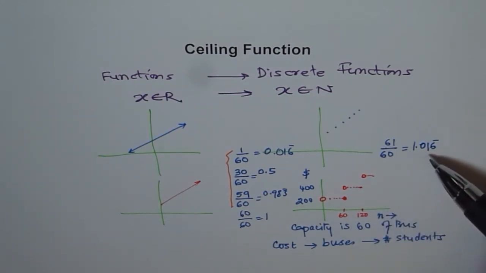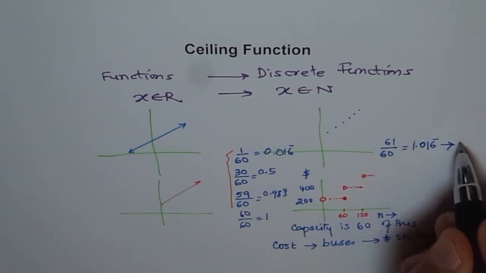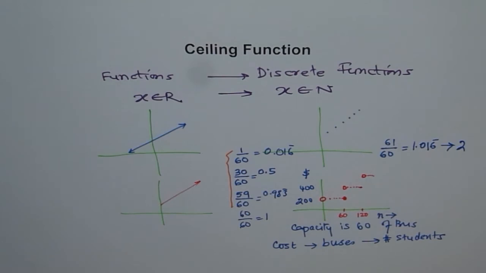So what we do is we round it to the higher number. And what is higher to this? 2. 1 point something, more than 1 plus, is 2. Do you understand? That is how we see the ceiling function. Ceiling function means if you divide two numbers and let's say you get 5.03, it will be rounded to 6, not to 5.